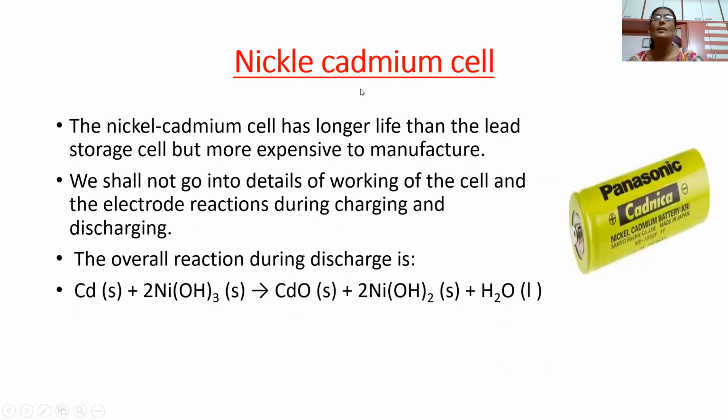The second cell of this secondary cell type is the nickel cadmium cell. See, this type of cell comes from Panasonic. This is a nickel cadmium battery, it is written on top of it. How does it work? It has a longer life than this lead storage cell, but it is expensive.